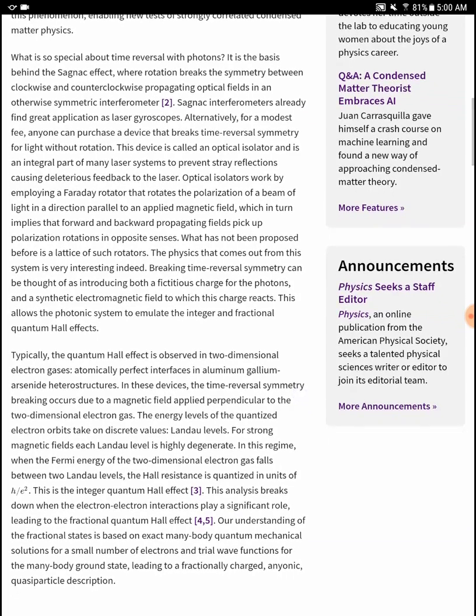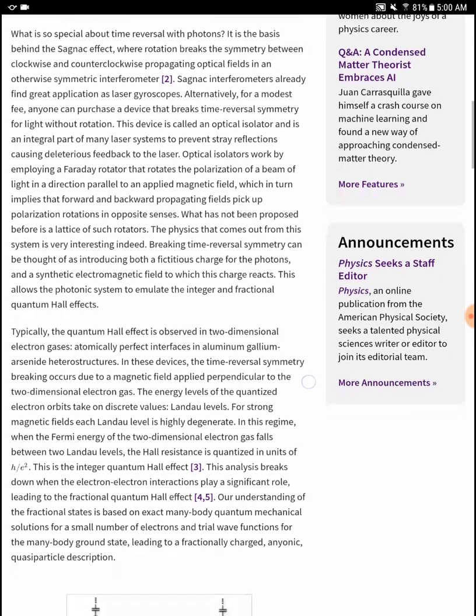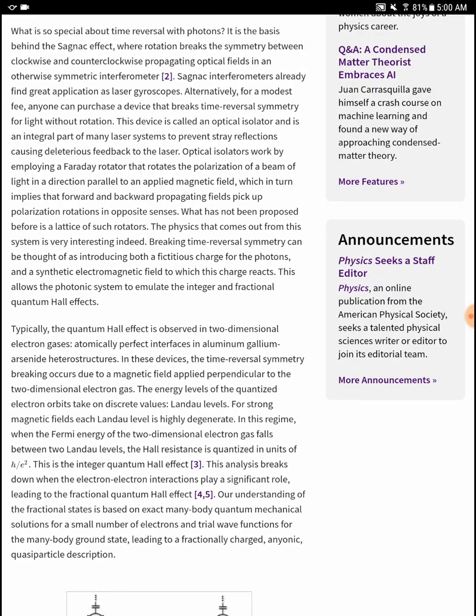It is the basis behind the Sagnac effect, where rotation breaks the symmetry between clockwise and counterclockwise propagating optical fields in an otherwise symmetric interferometer. Reference number 2. Sagnac interferometers already find great application as laser gyroscopes.